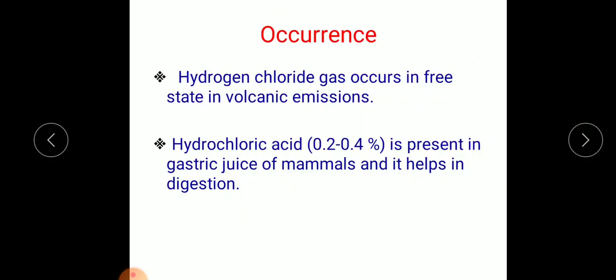Now, occurrence, where it occurs. Hydrogen chloride gas occurs in free state in volcanic emissions. When there are volcanic eruptions that lead to earthquakes, there is an emission of hydrogen chloride gas. Next, hydrochloric acid of 0.2 to 0.4% is present in the gastric juice of mammals. That is, it is present in the stomach, we can say, and it helps in digestion.